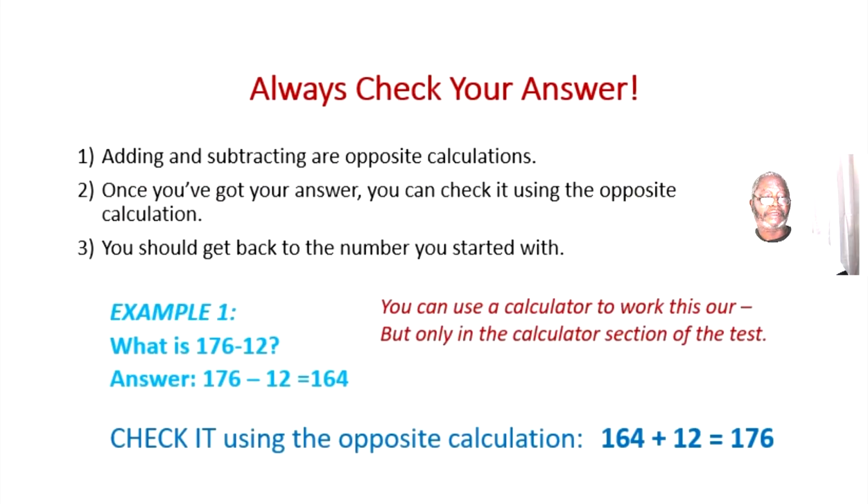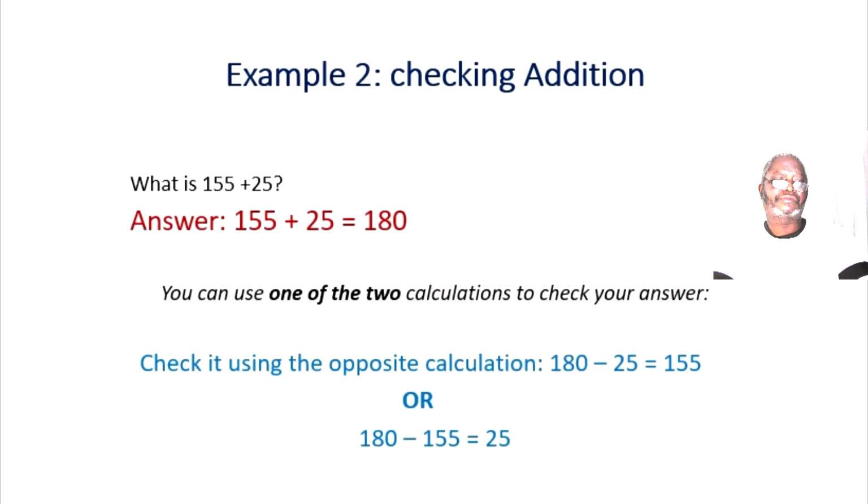Always check your answer by doing the opposite calculations. So if your answer was 12, then add 12 and 164 to get 176. Example 2, checking addition. What is 155 plus 25? Answer, 180. Is it right?